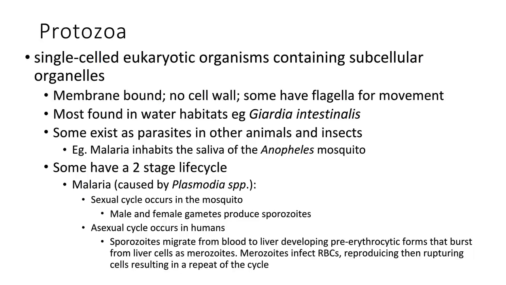And some have a two-stage life cycle, so the example I've got here again is malaria because it's relatively easy to describe. And so there's a sexual cycle that occurs in the mosquito where there's male and female gametes produce sporozoites, and then the asexual cycle occurs in humans. So the sporozoites are delivered in the saliva of the mozzie when it bites you, and they migrate from the blood to the liver and develop these forms that then burst out of the liver cells as merozoites, and then the merozoites infect the red blood cells. So malaria has this two-stage sort of cycle and this two-stage of creating symptoms in the body.